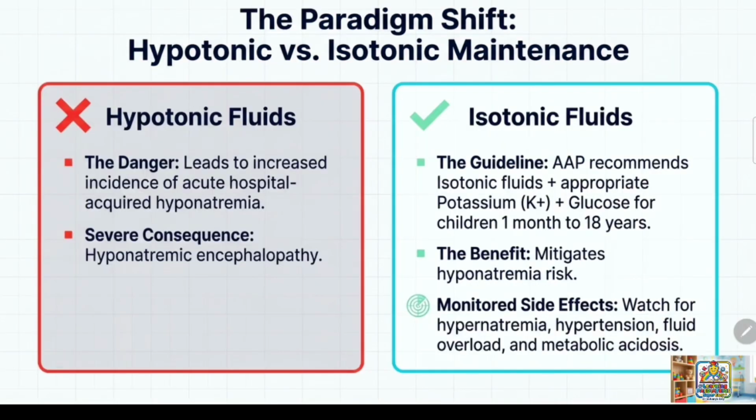There is a long-standing debate about what fluid to use as maintenance. The American Academy of Pediatrics recommends isotonic fluids with added potassium and dextrose for children 1 month to 18 years. What is the benefit? It mitigates the hyponatremia risk. But you should monitor for side effects. Watch for hypernatremia, hypertension, fluid overload, and metabolic acidosis.